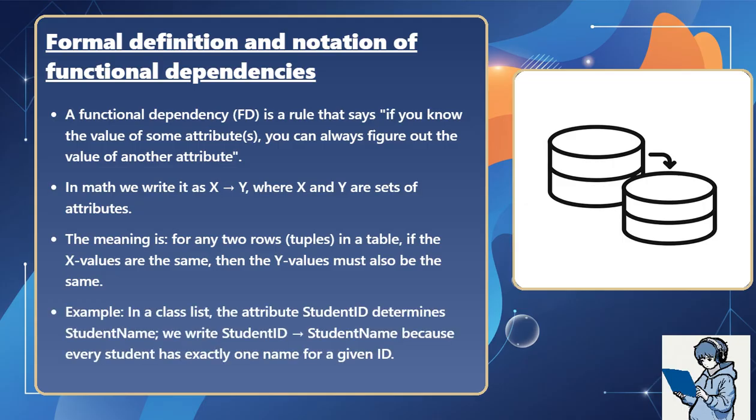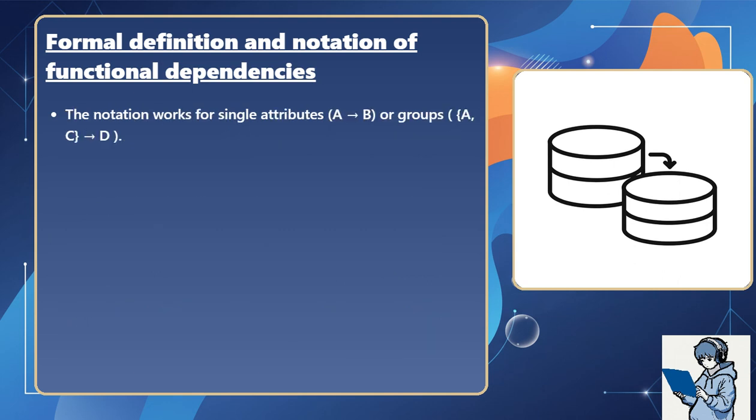Example: in a class list, the attribute student ID determines student name. We write student ID determines student name because every student has exactly one name for a given ID. The notation works for single attributes, A determines B, or for groups, A and C determines D.